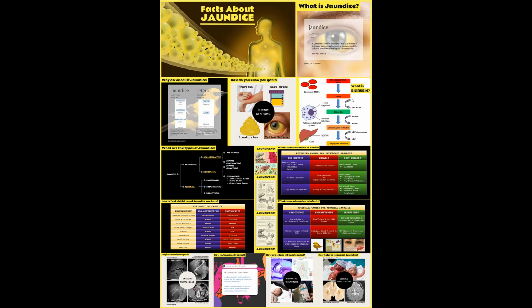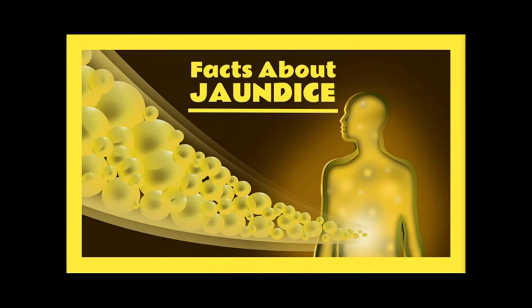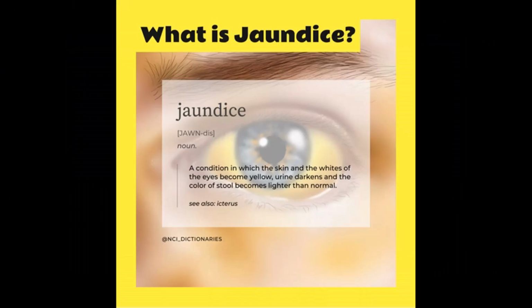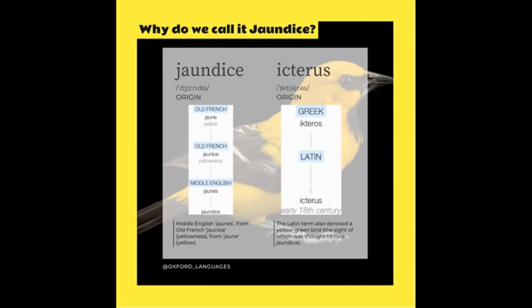Hello everyone, this is Group 5 and our poster is on jaundice. What is jaundice? It is a condition in which the skin and the sclera of the eyes become yellow, the urine darkens and the color of stool becomes lighter than normal.